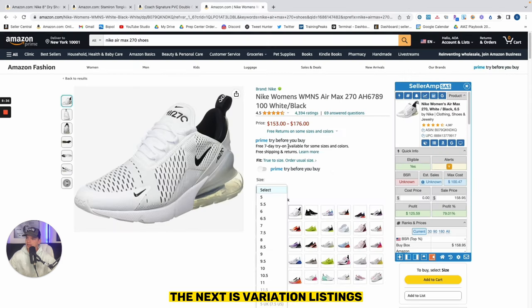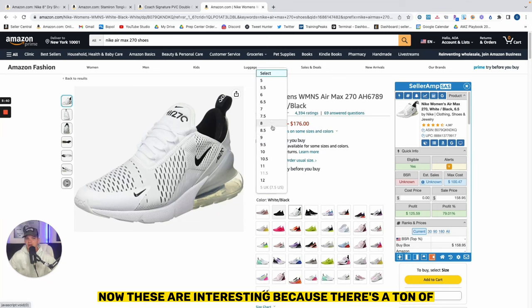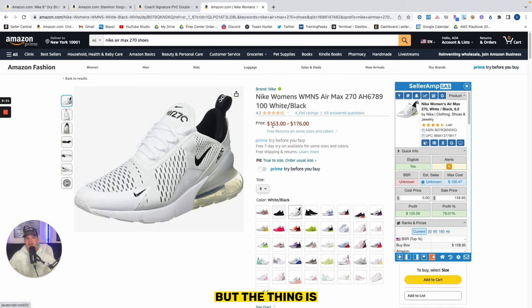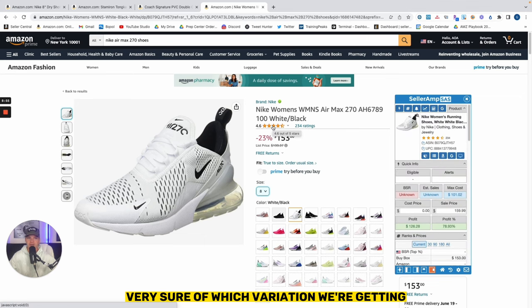The next is variation listings. Now, these are interesting because there's a ton of opportunities with all different variation listings: grocery flavors, beauty products, shoes, clothing, apparel, whatever, right? But the thing is, we have to be very sure of which variation we're getting and what to expect from that particular variation.